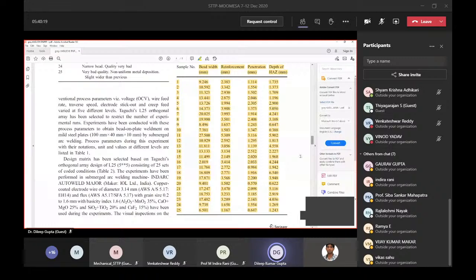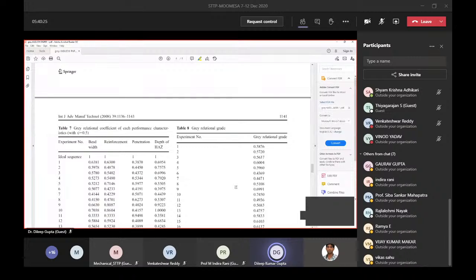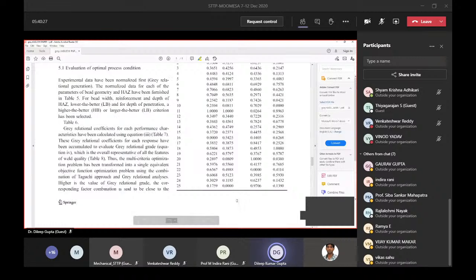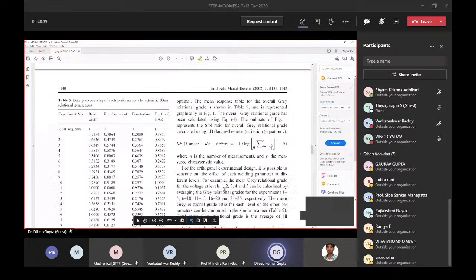तो यहाँ पे आपको डेटा नॉर्मलाइज करना है पहले. Just I will check it. Okay, they have not given the normalized table. They have directly calculated the grey relation generation coefficient.